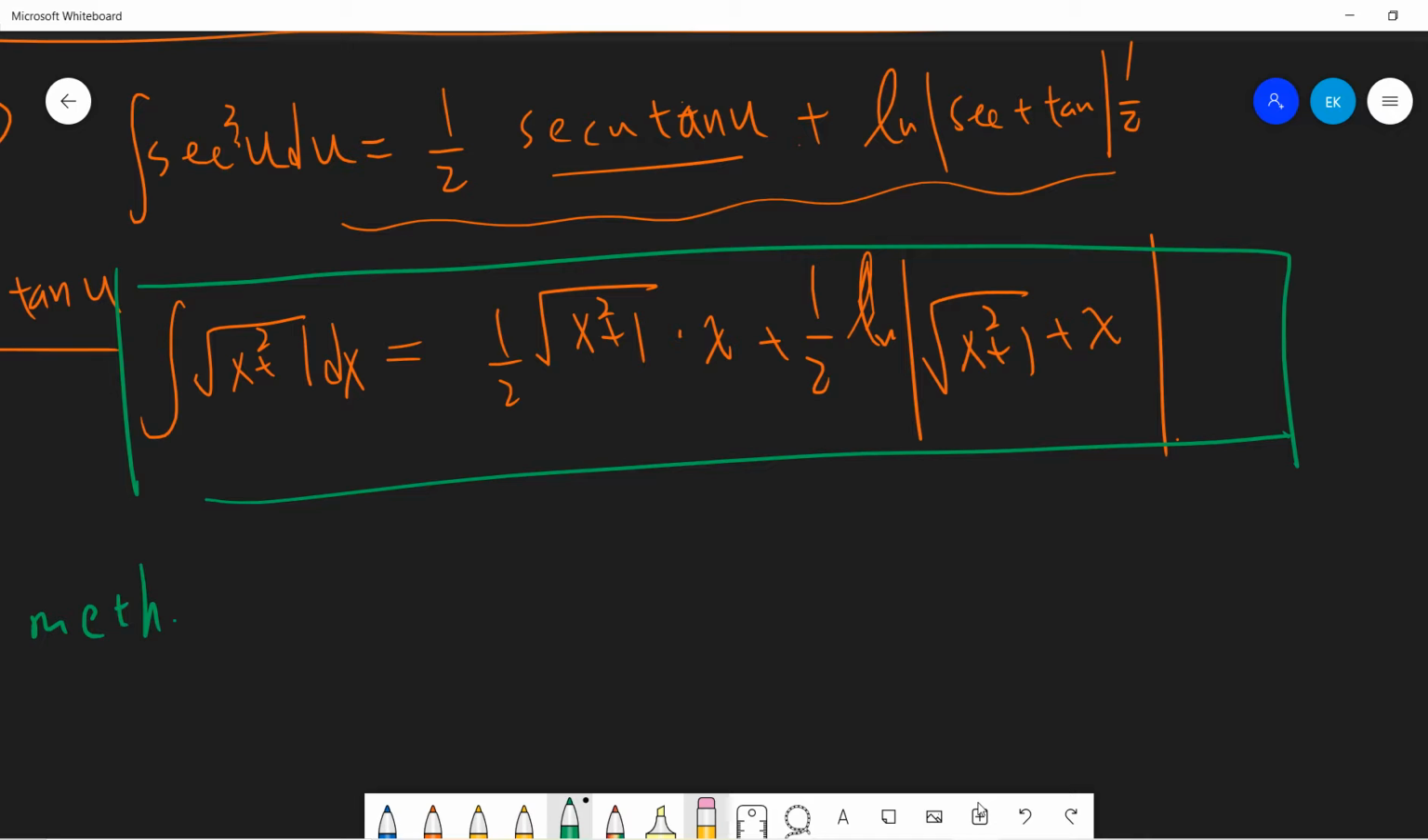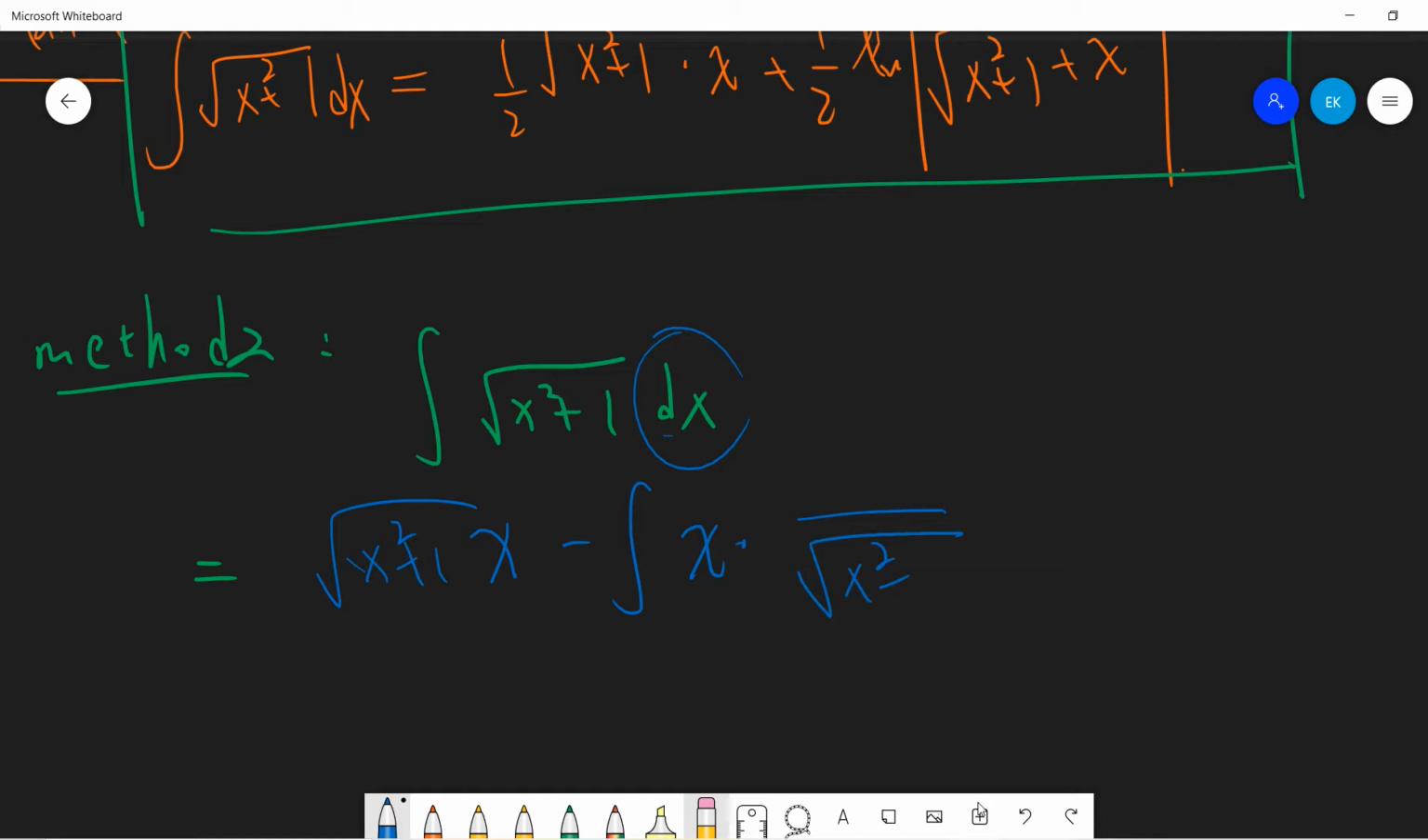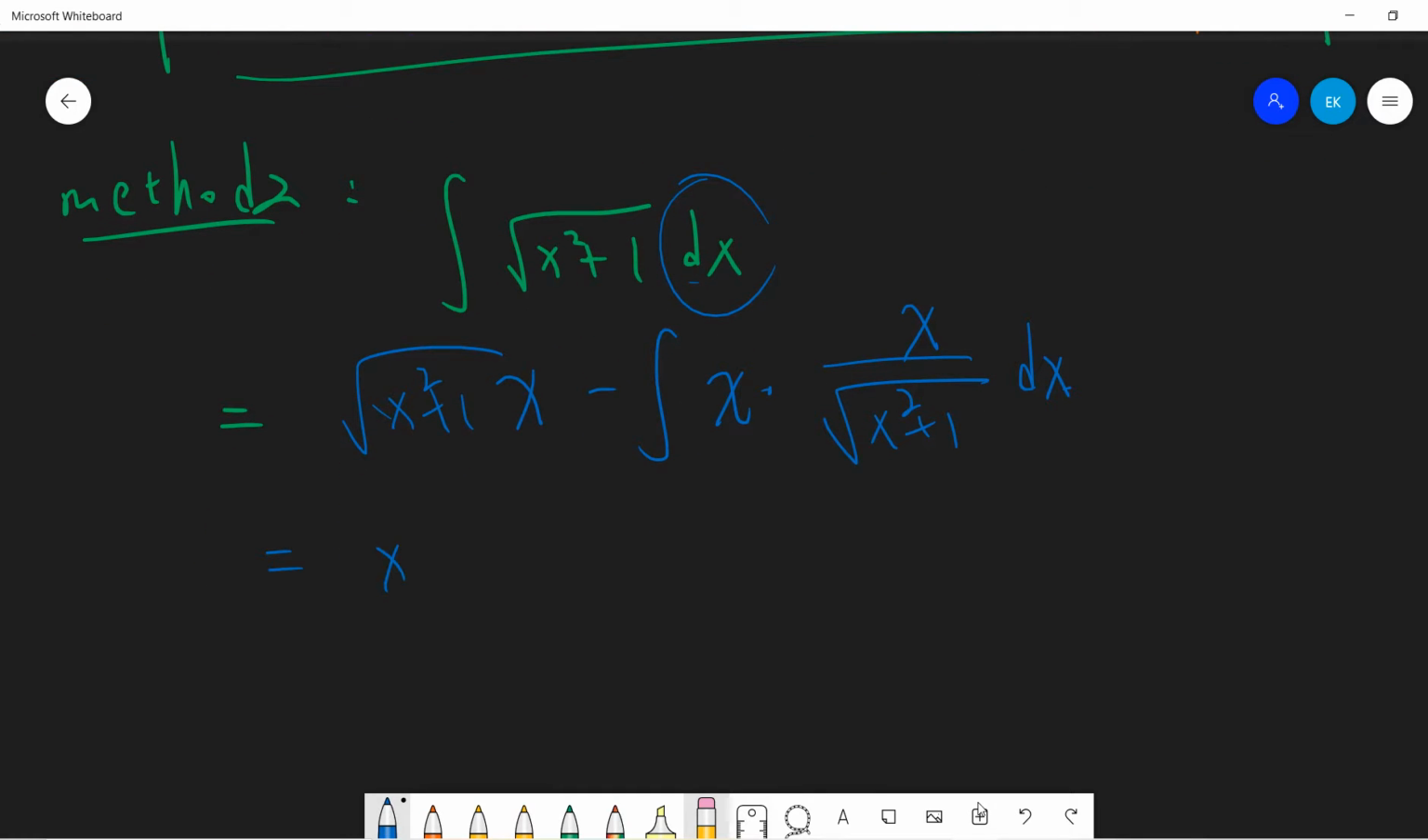Okay, so let's maybe check out method 2. Method 2 is similar to method 1, but without a trigonometric idea. One idea is that we use integration by parts with this dx. So this is x times the square root of x squared plus 1 minus the integral of x times the differentiation of the square root, which is x over the square root of x squared plus 1 dx, because the differentiation has no 2 here. So you can write this as x times the square root of x squared plus 1 minus the integral of x squared divided by the square root of x squared plus 1 dx. So this term looks similar.